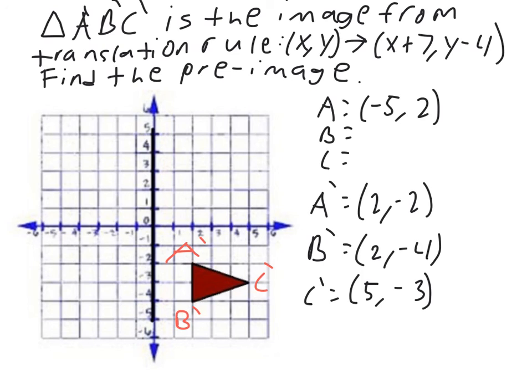So B prime was 2, so subtract 7 to get negative 5. And B prime's y-coordinate was negative 4. Add 4 to get 0. And C prime was 5, so subtract 7 to get negative 2. And the y-coordinate was negative 3. Add 4 to get 1. And we have our coordinates. And all you would have to do after here is just plot the points and make your final triangle.